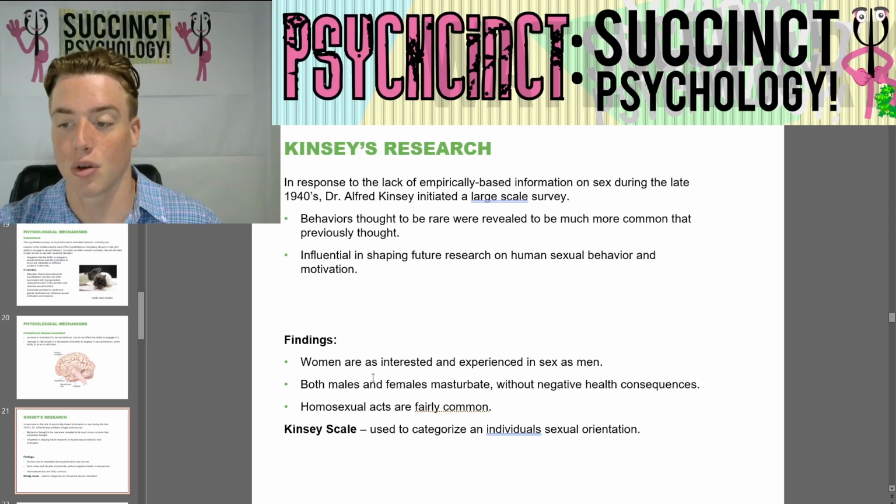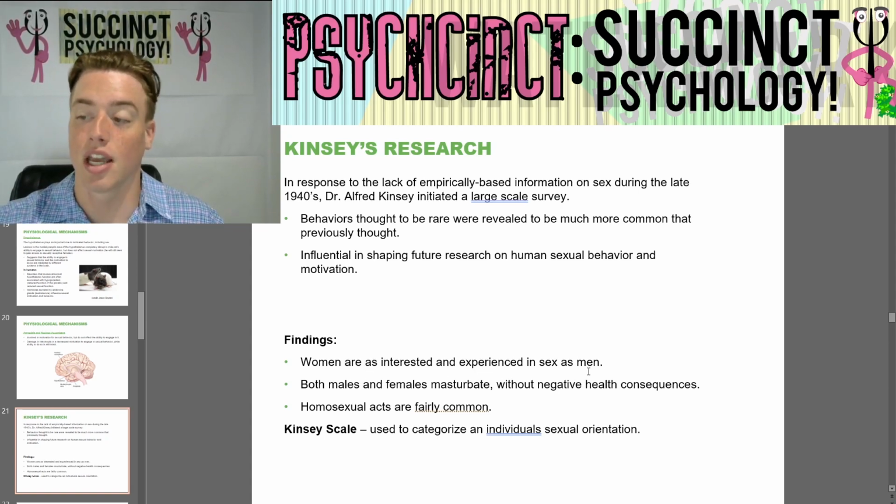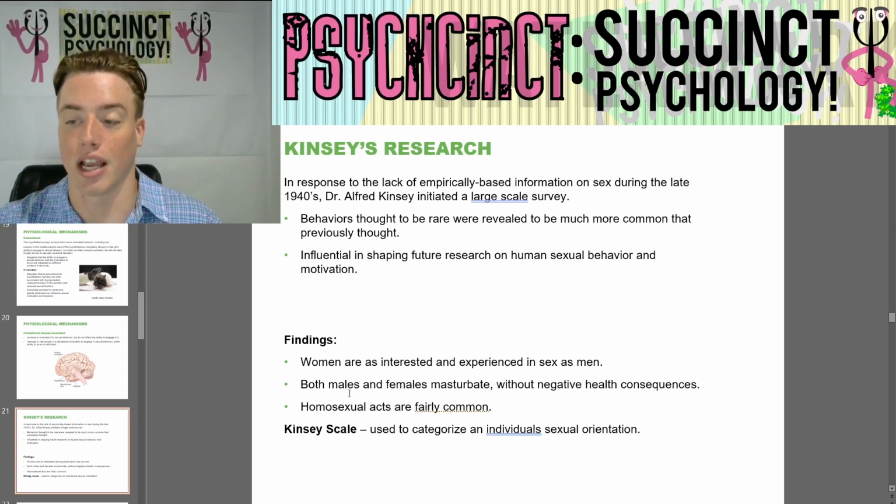So, his findings: women are as interested and experienced in sex as men, because prior to this, it was widely thought that women were not interested or experienced with sex. And both males and females masturbate without negative health consequences. And again, before these findings, very religious America was trying to tell people that it was wrong to do so. And homosexual acts are fairly common. They're not some rare abnormality.